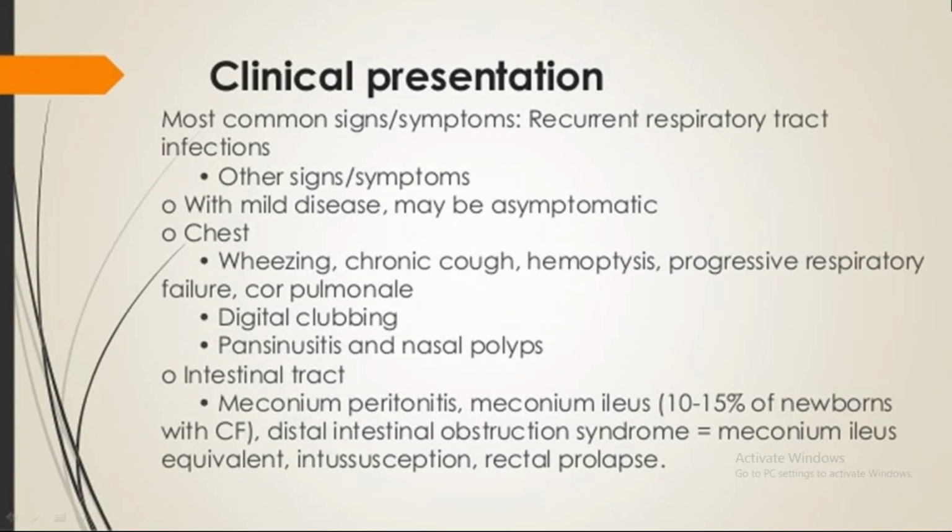Clinical presentation: patients with cystic fibrosis mostly present with recurrent respiratory tract infections, or they can be asymptomatic. Patients with recurrent respiratory tract infections can present with chronic cough, wheeze, hemoptysis, or respiratory failure leading to right heart failure known as cor pulmonale, or they can present with clubbing, pansinusitis, or nasal polyps. In the intestinal tract, they can present with meconium ileus or peritonitis.